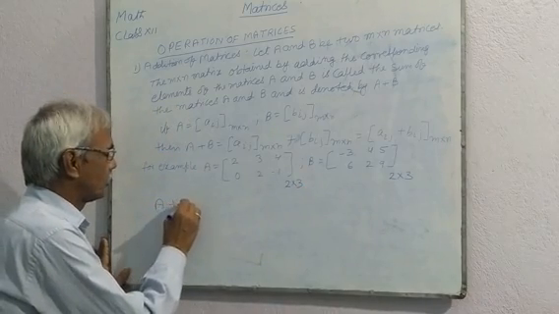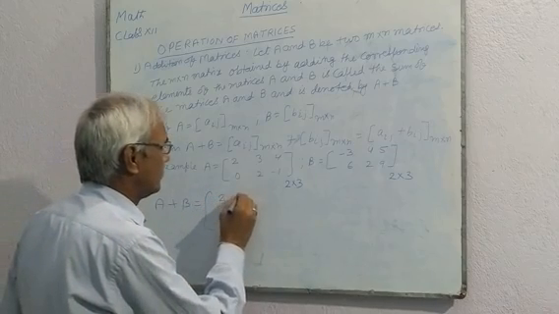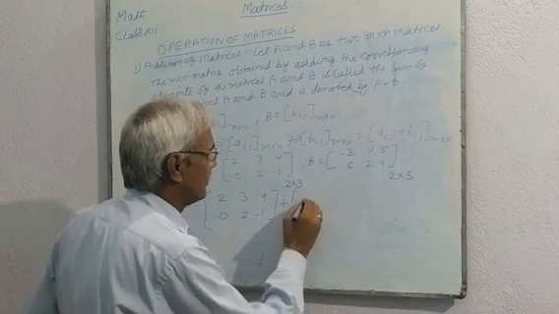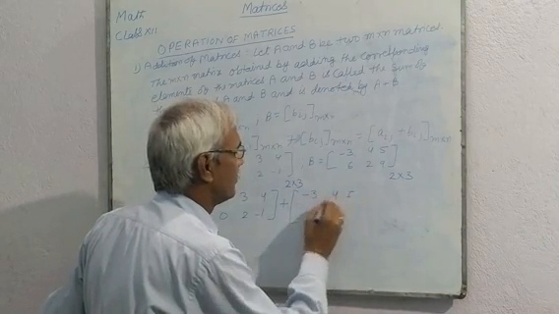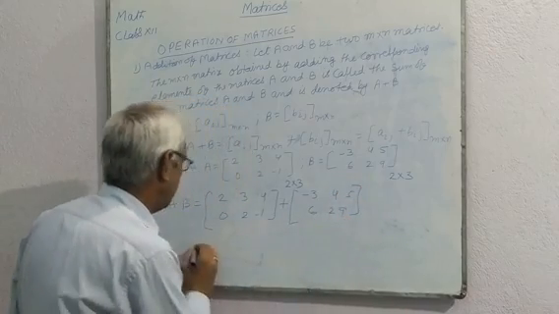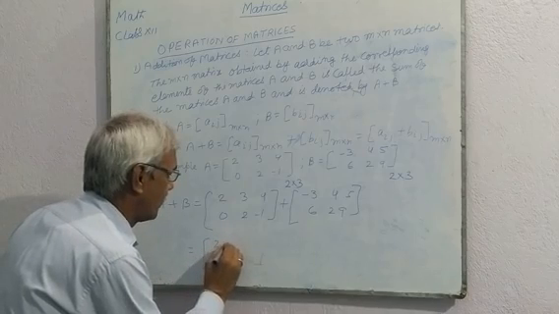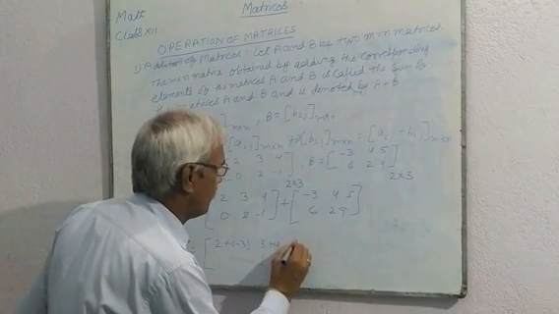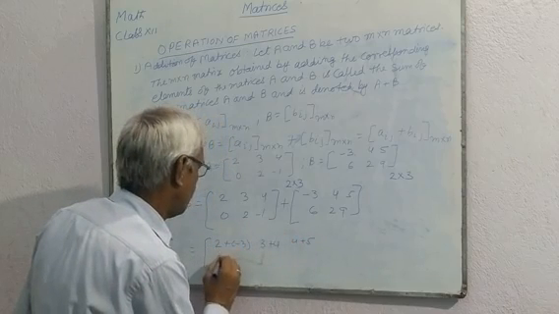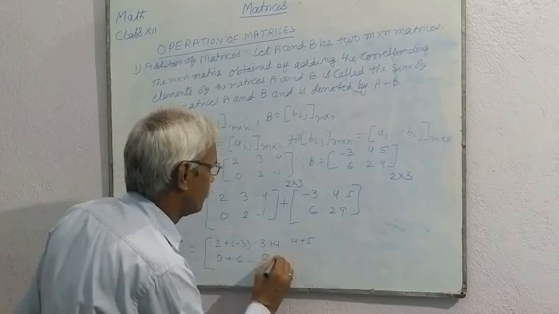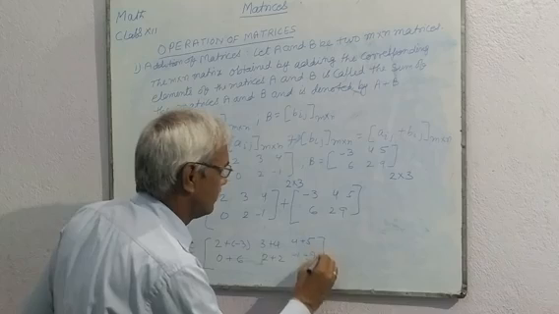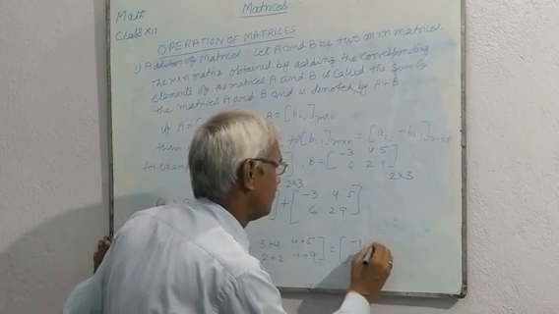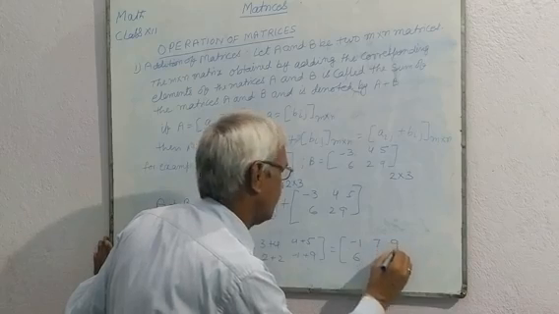A plus B equals [2, 3, 4; 0, 2, minus 1] plus [minus 3, 4, 5; 6, 2, 9], equal to 2 plus minus 3, 3 plus 4, 4 plus 5, 0 plus 6, 2 plus 2, minus 1 plus 9, equal to minus 1, 7, 9, 6, 4, 8.